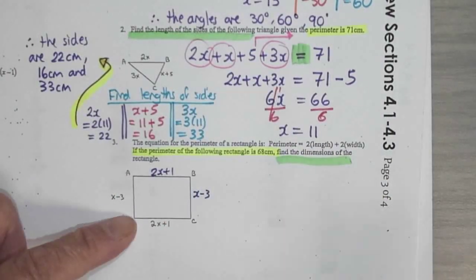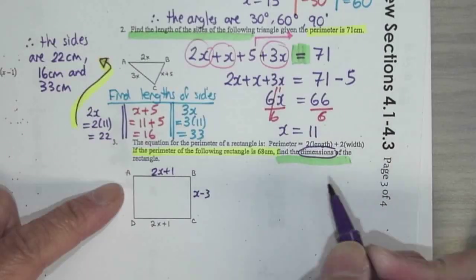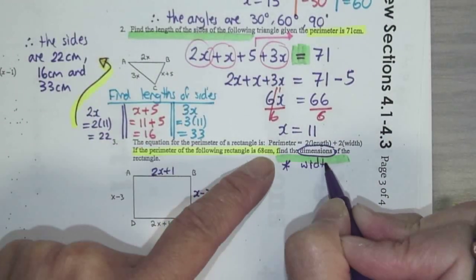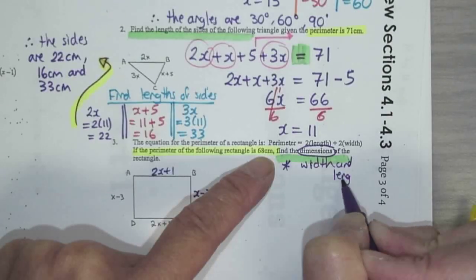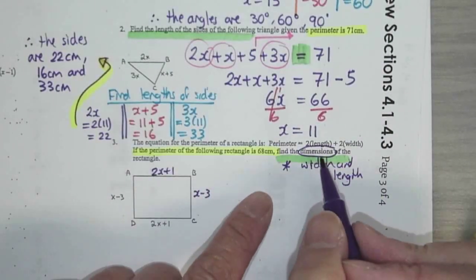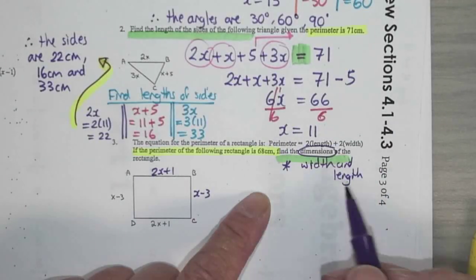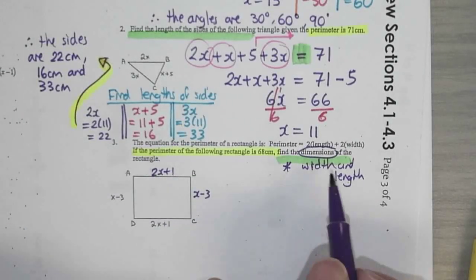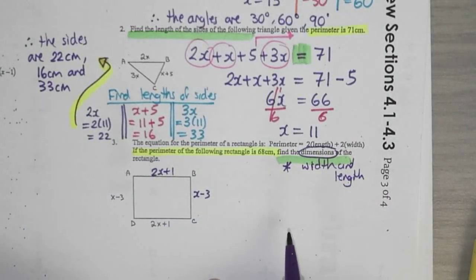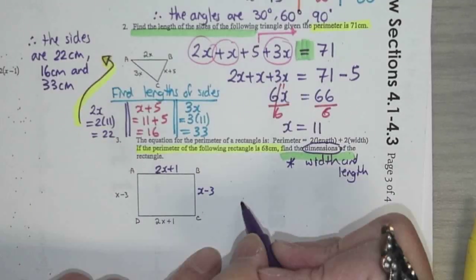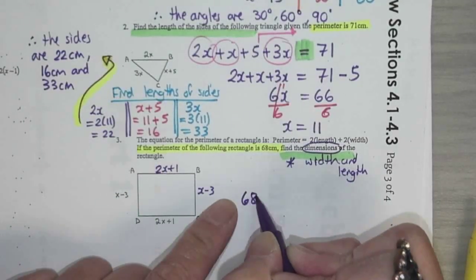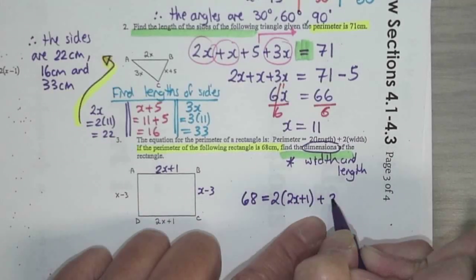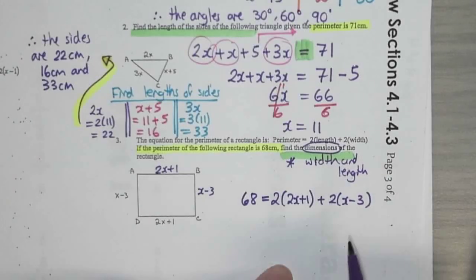So the dimensions here, this word here, sometimes people say, what does that mean? You always have to know what that means. That means the length and width. So width and length, okay? The dimensions are, and if it was something with height, you would say the height or the radius if it was a circle. So dimensions is whatever's missing, like the length, width, height, or radius, any of that. Okay, so here we're going to put this together. So the perimeter is 68 equals 2 times 2x plus 1 and 2 times x minus 3.